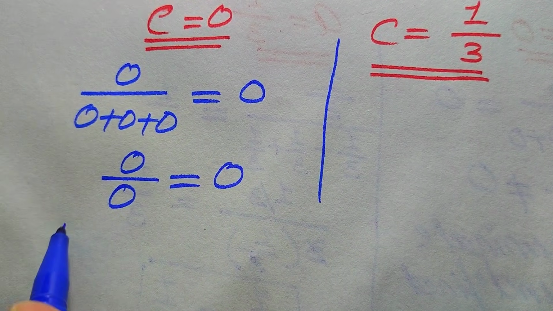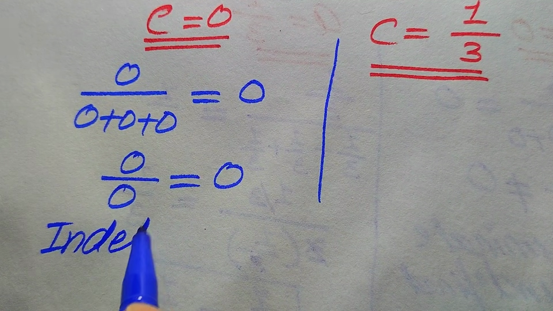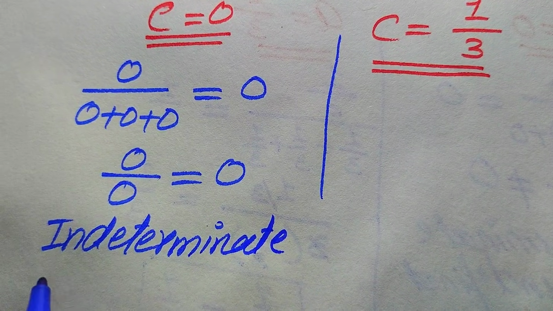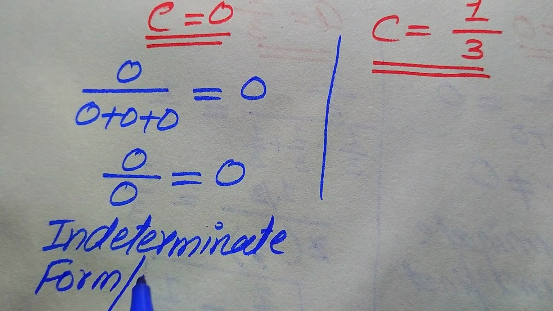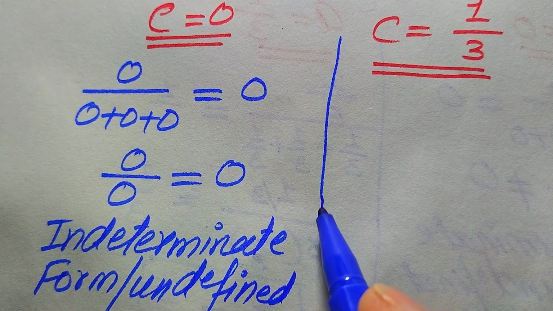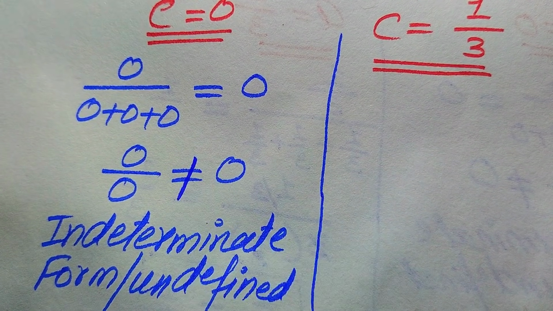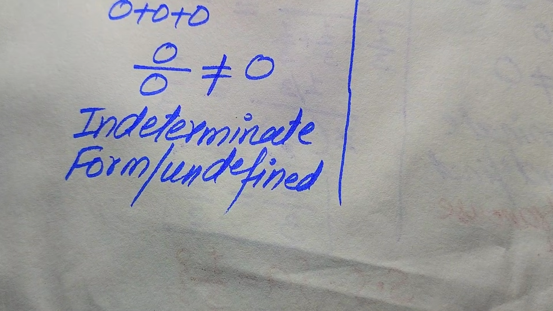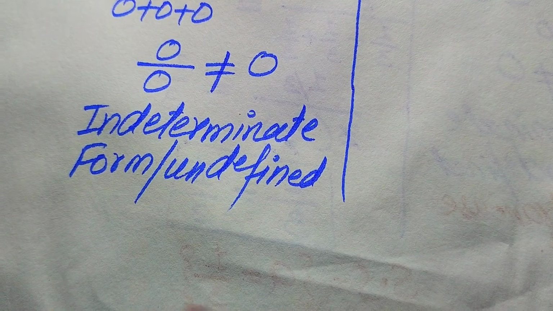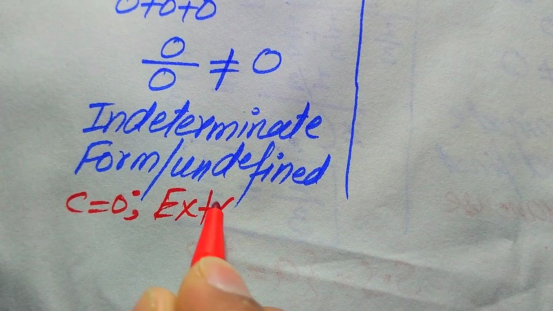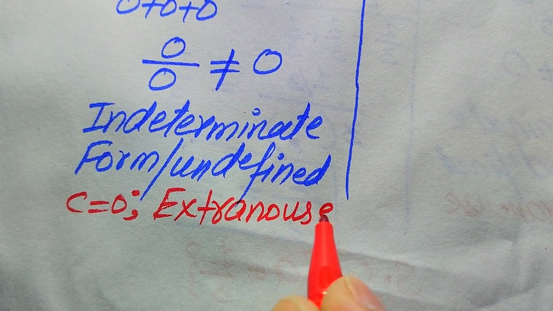You can clearly see here that our 0 over 0 form is an indeterminate form. If this is an indeterminate form, or in other words undefined, then the left-hand side is undefined. This means that both sides are not equal, and this concludes that the value c equals 0 does not satisfy our given question statement. So we call c equals 0 the extraneous root of the given equation.